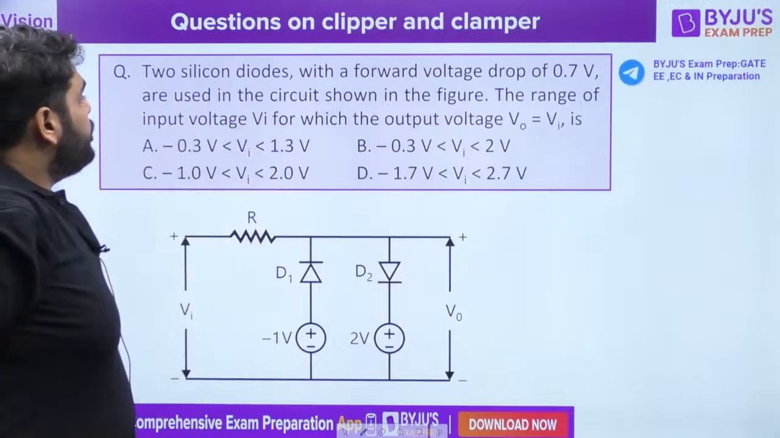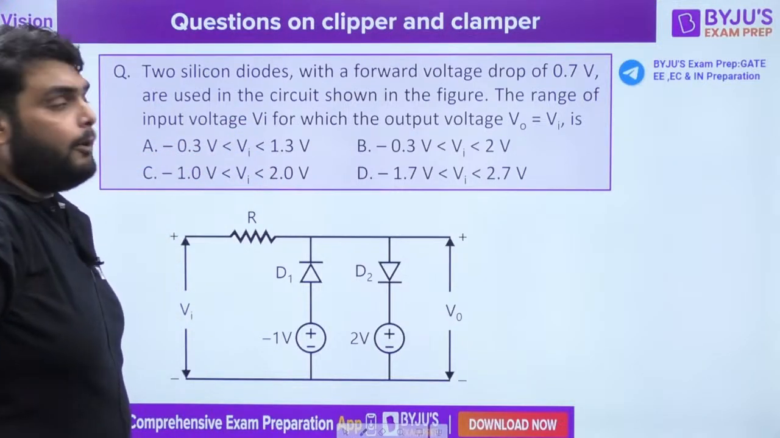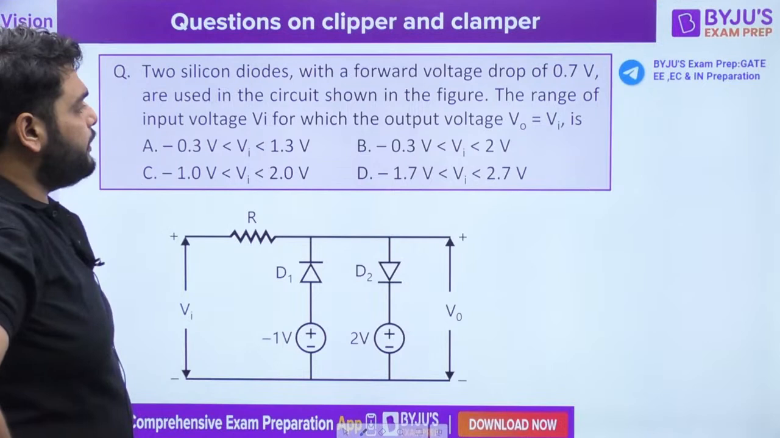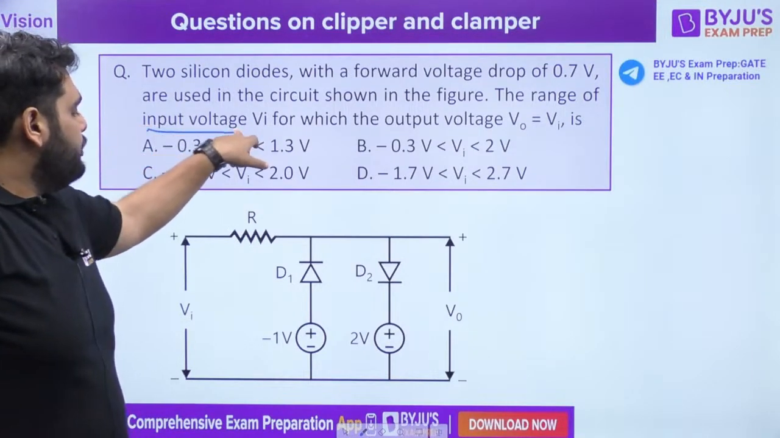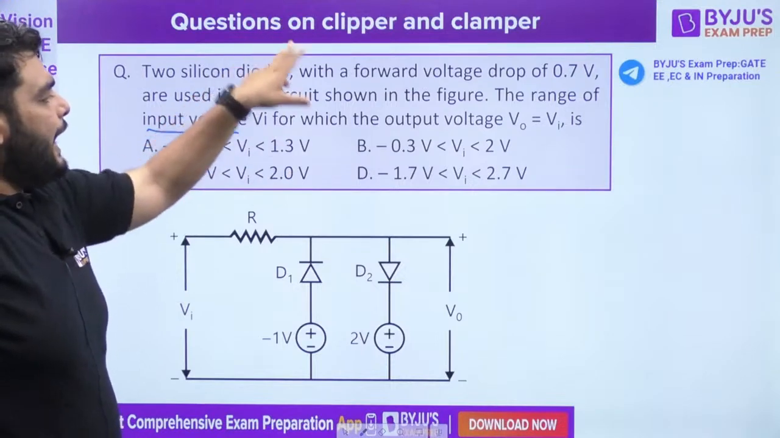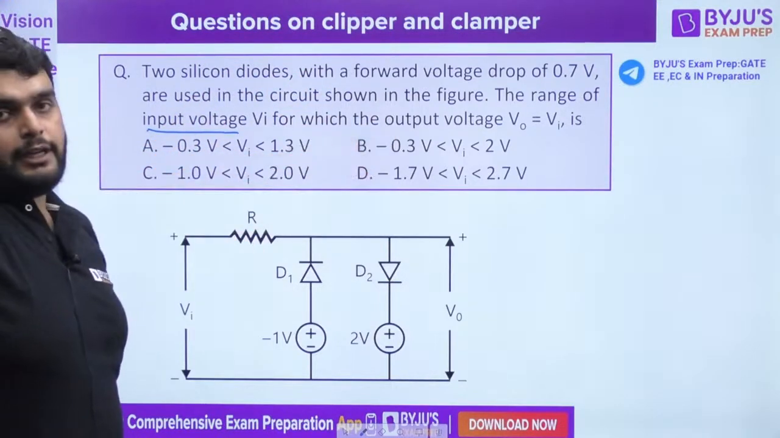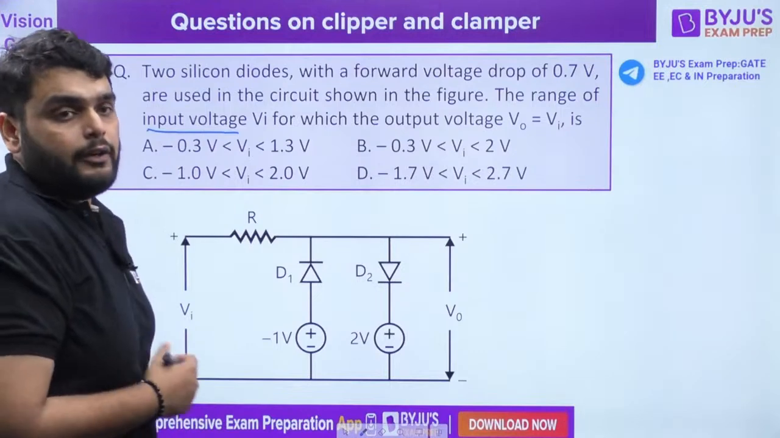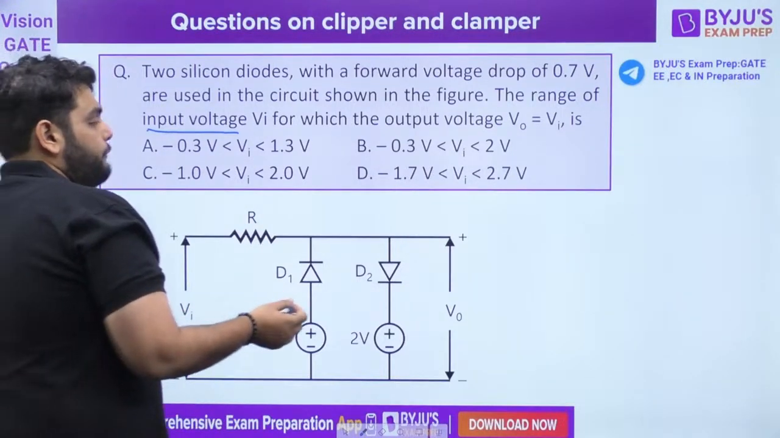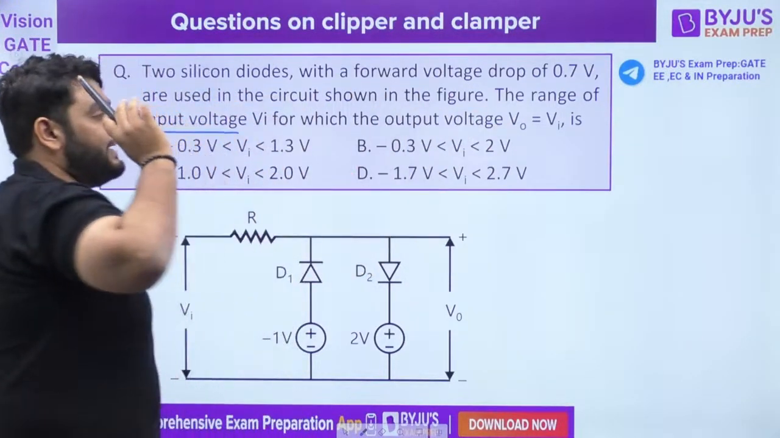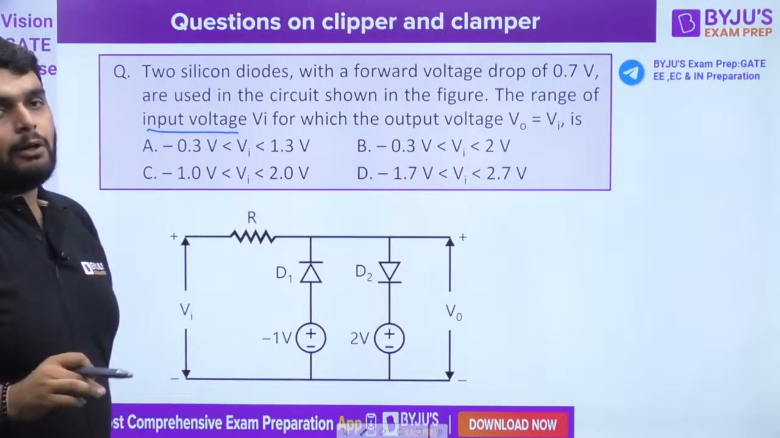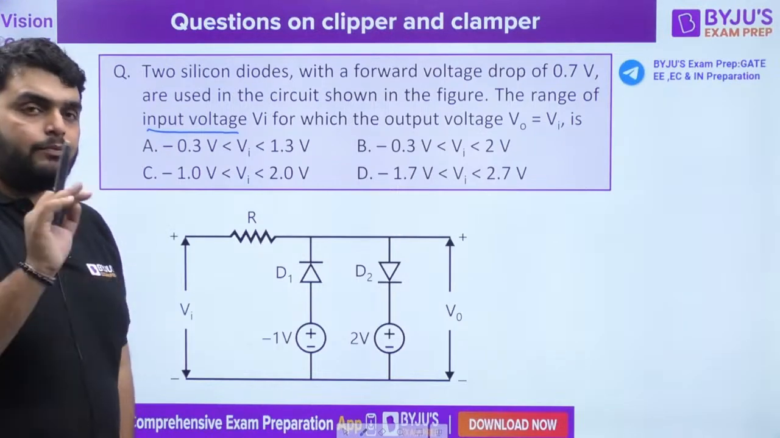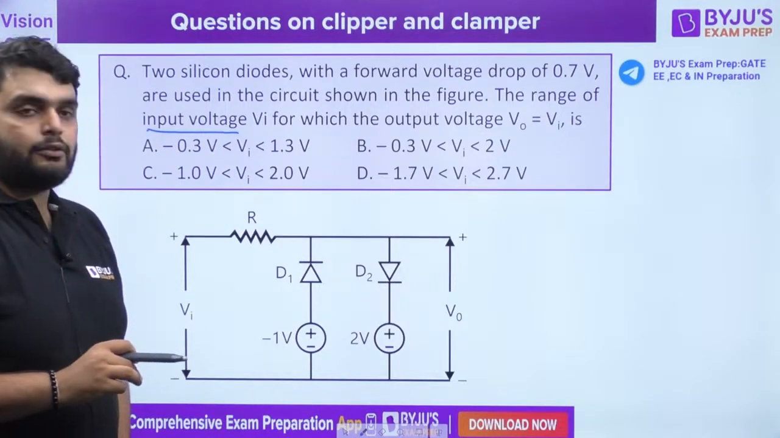So we have given two silicon diodes with a forward drop of 0.7 used in the circuit as shown in the figure. We need to find out the range of input voltage Vi for which the output voltage V0 is equal to Vi. So think about it. How can you solve this question?